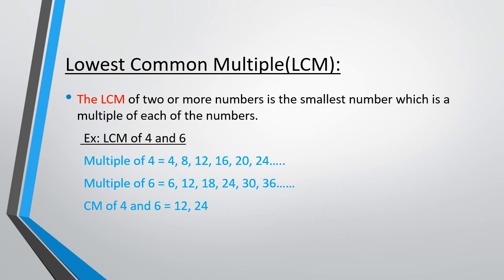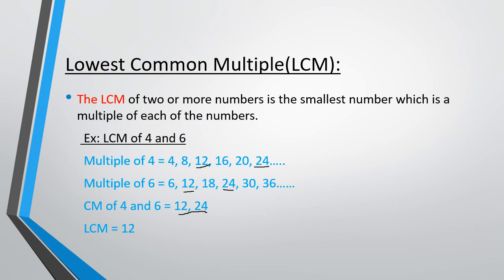Now among these, which is the least common multiple? First you have to find the common multiples. 12 is common among these two and 24 is also common among these two. Alright, 12 and 12 is common and 24 and 24 is common. Now among these, what is the least common multiple? Least means the less, the smaller number. So here among 12 and 24, which is the least value? 12 is the least value. So the least common multiple is 12.